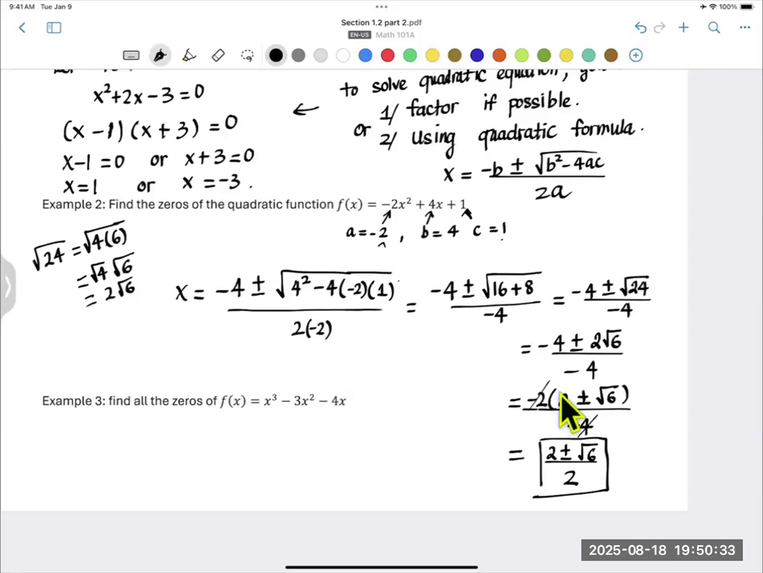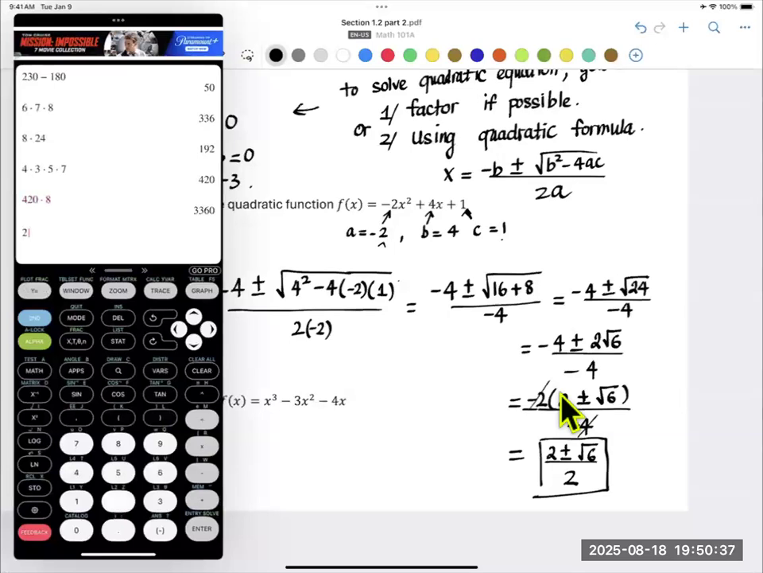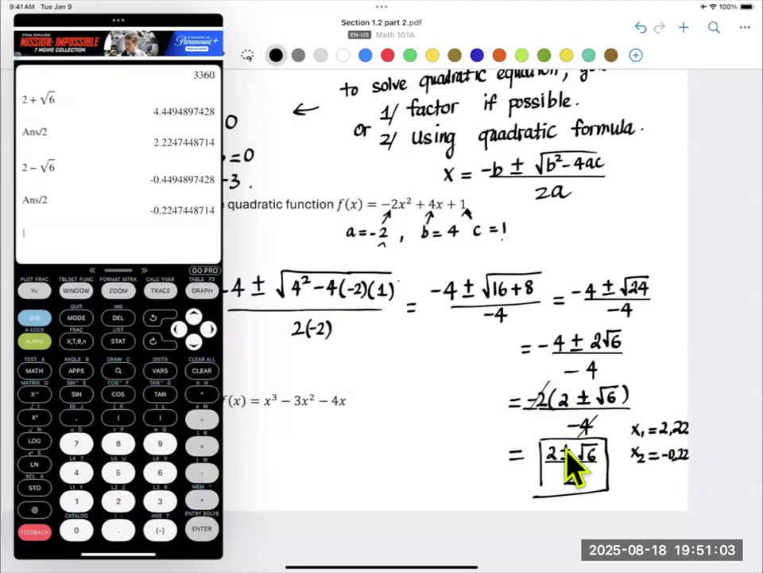If you want the approximate value, you can also use a calculator by taking 2 plus root 6 and then dividing by 2. You have the first, x1, will be 2.22, and then x2 will be 2 minus the square root of 6, divided by 2, which gives -0.22. Okay, so these two values will be the solution, or the zeros, of the quadratic function.